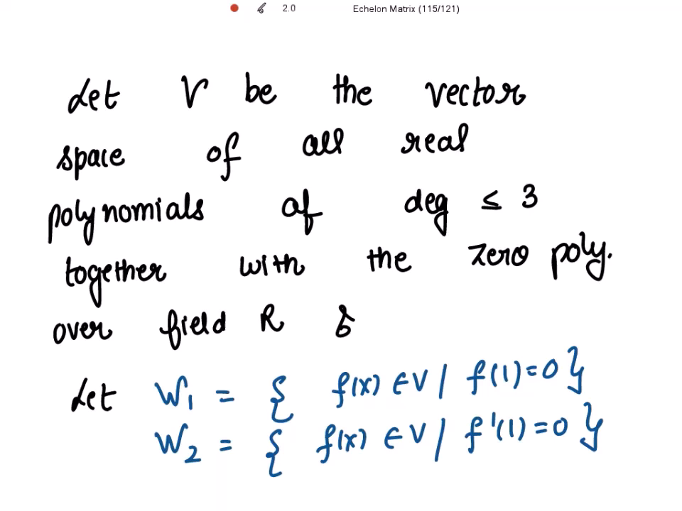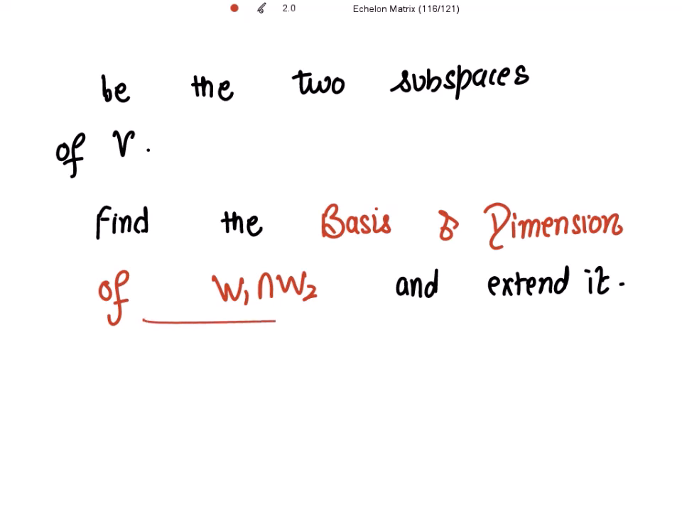Let V be the vector space of all real polynomials of degree less than or equal to 3, together with the zero polynomial, over the field R. These are the two subspaces of V given to us. W1 has all those polynomials belonging to V such that f(1) = 0. W2 has all those polynomials belonging to V such that f'(1) = 0. We need to find the basis and dimension of their intersection, and also extend the basis of W1 intersection W2 to the basis of V.